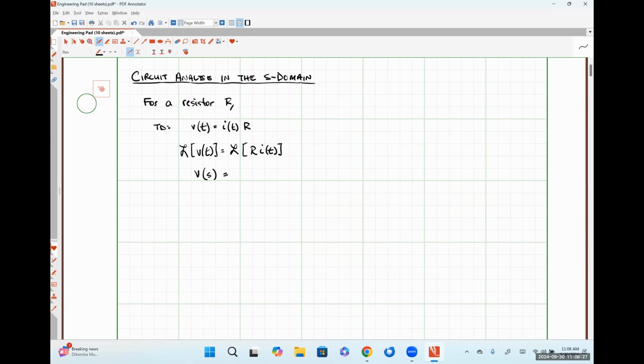Since R is a constant, we could move it outside of our Laplace transform operation, and now we'll have the Laplace transform of our current waveform I in the S domain, so that once again, Ohm's law is exactly equal to Ohm's law. One of the great things about circuits is that Ohm's law always just looks like Ohm's law. Nothing remotely fancy at all about it.